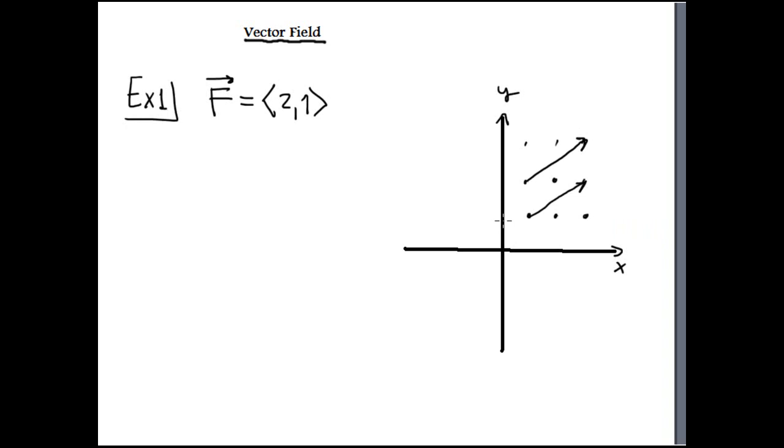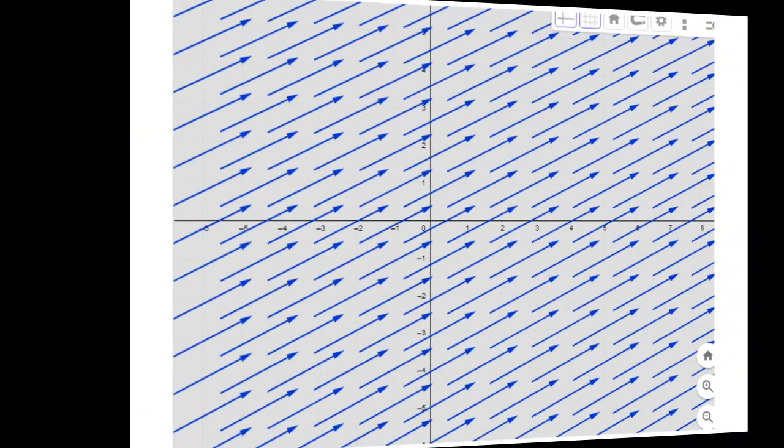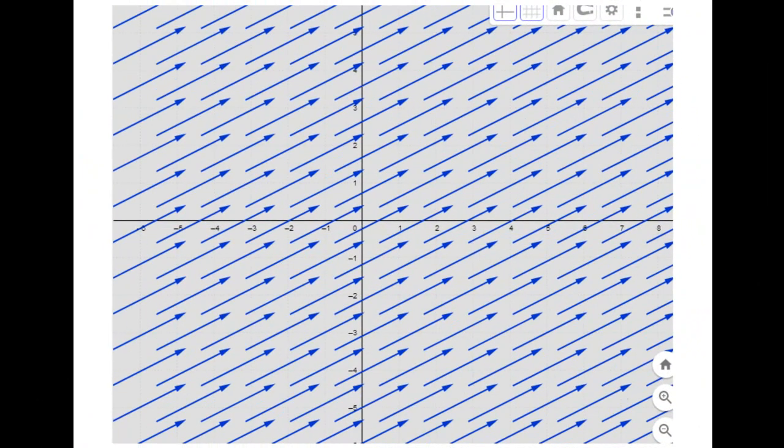You see another point, suppose this point. This is the vector field, 2 comma 1. And so 2 comma 1, 2 comma 1. It's a family of vectors at any point of the space. This is very tedious to do by hand. However, using GeoGebra we can do that. Okay, this is the vector field 2 comma 1.